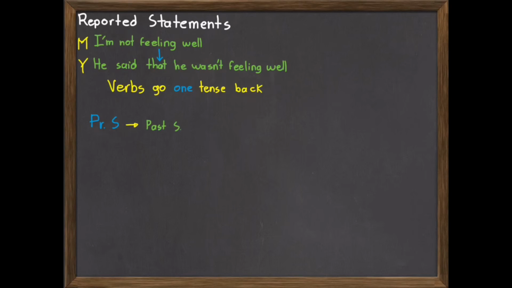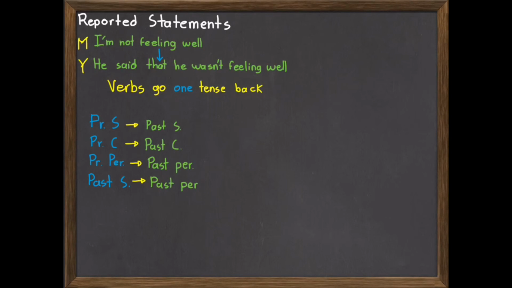Now, present continuous would turn into past continuous. Present continuous sentence would be I'm getting married. Past continuous sentence would be he said he was getting married. Present perfect would turn into past perfect. A present perfect sentence would be we've bought the tickets. A past perfect sentence would be she said that they had bought the tickets.